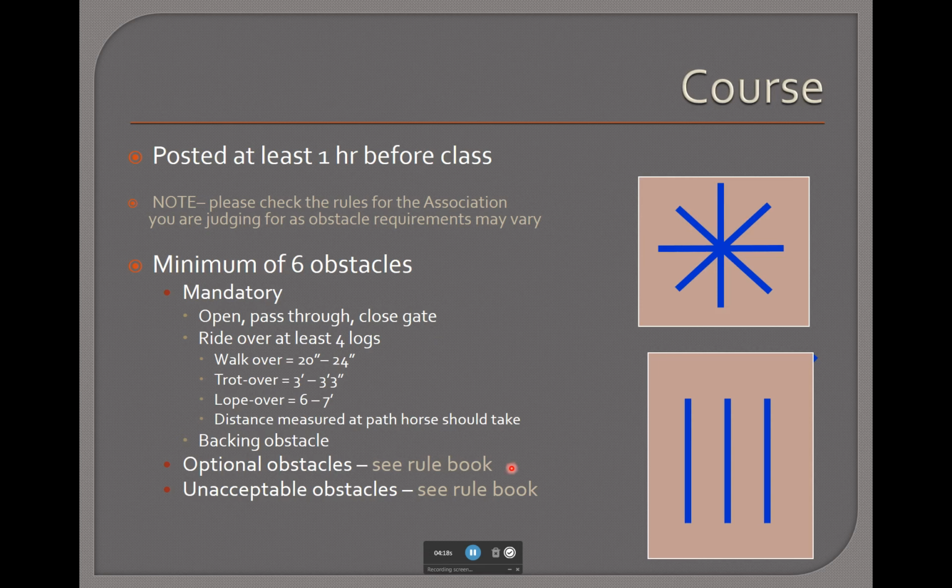Please remember that also for additional obstacles and unacceptable obstacles, that can vary between associations, so double check and make sure that whatever trail course you're handed does meet those kind of rules for whatever association you might be judging in.